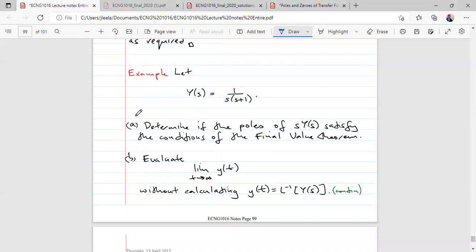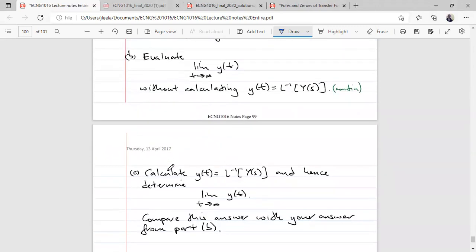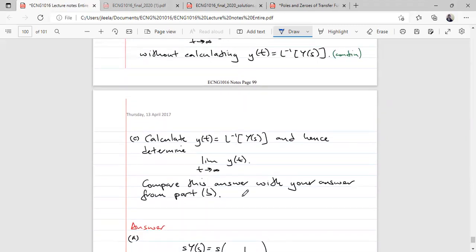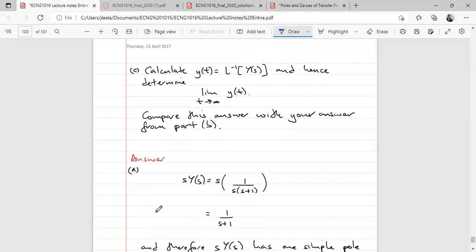So the example here: Y(s) is 1 over s(s plus 1). Part A: determine if the poles of sY(s) satisfy the conditions of the final value theorem. Part B: evaluate the limit as t approaches infinity of y(t) without calculating the inverse transform of Y(s). And part C: calculate y(t), which is the Laplace inverse of Y(s), and hence determine the limit as t approaches infinity of y(t), and compare this answer with your answer in part B.